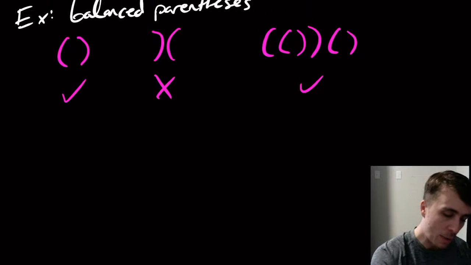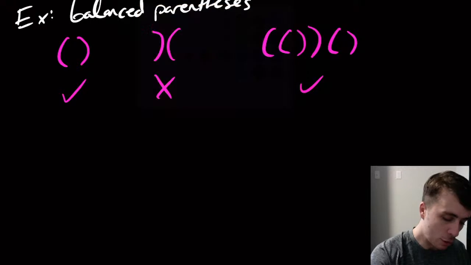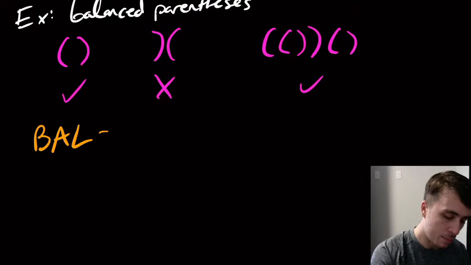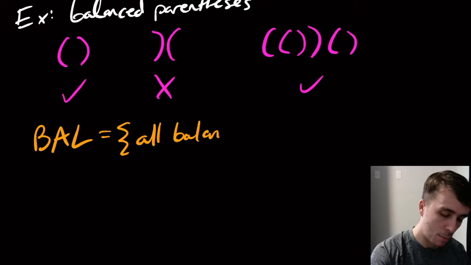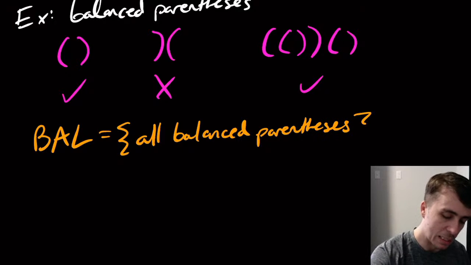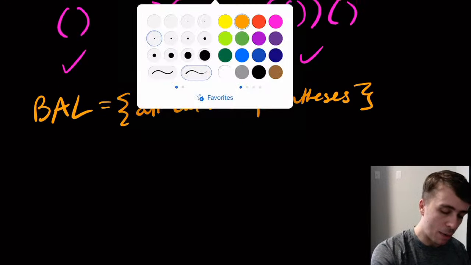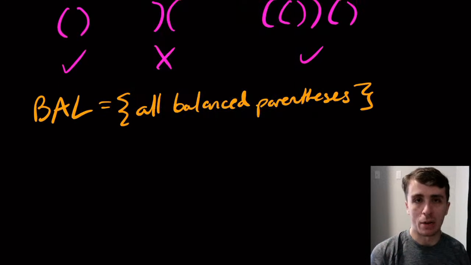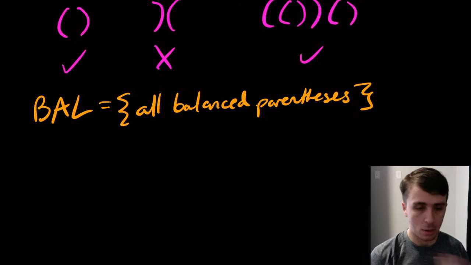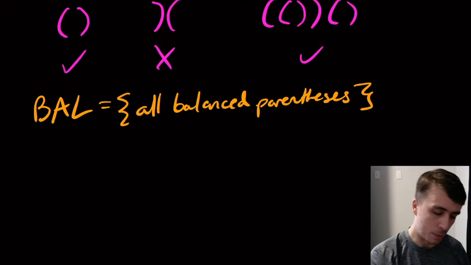So we can think of a language, let's call it BAL, which is the set of all balanced parentheses. Oops, need a set notation at the end. So if we want to make a grammar for this, and you can actually show that it's not regular, so we need to use something special about the grammar if it is creatable by a context-free grammar.